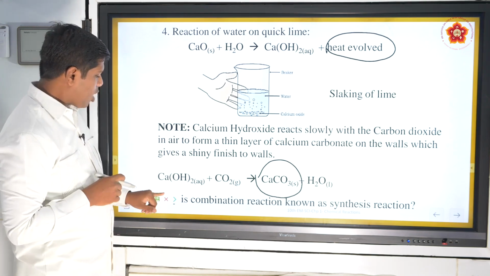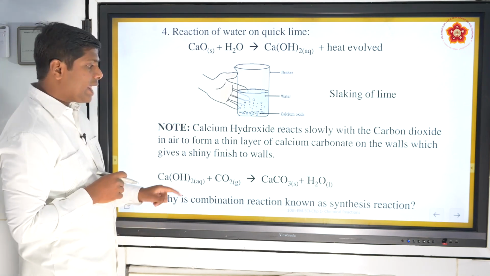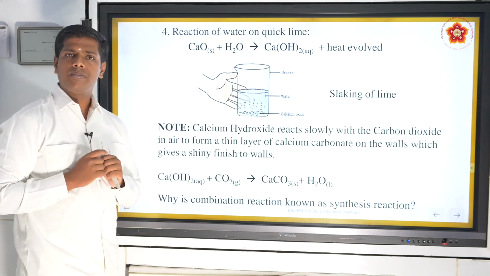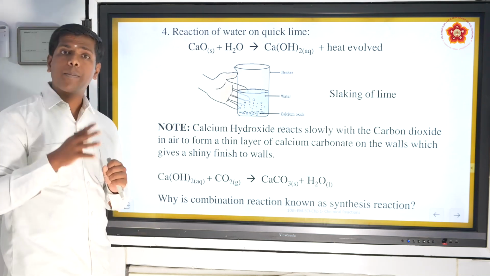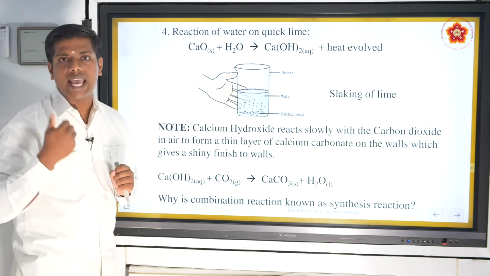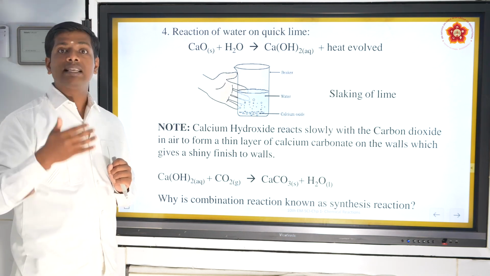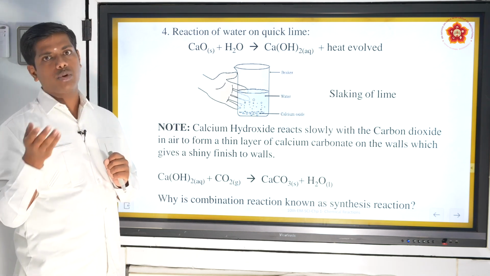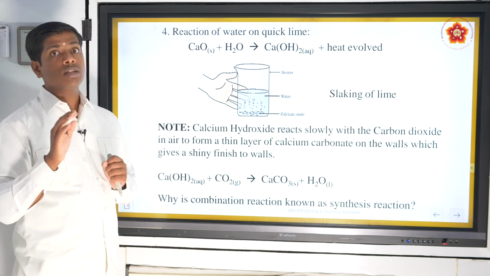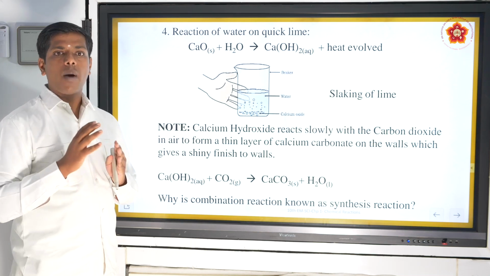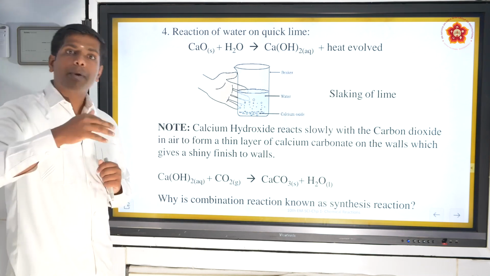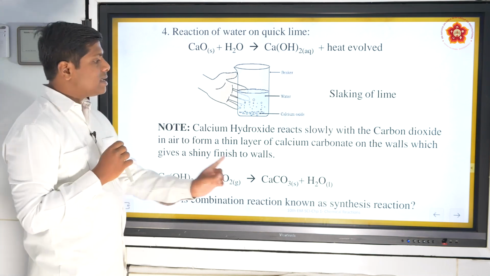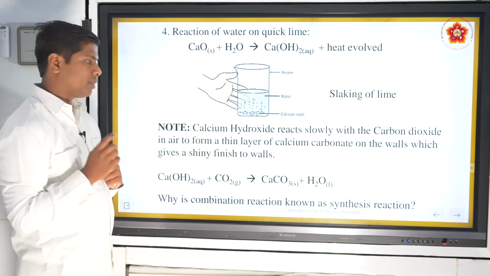Children, why is a combination reaction known as a synthesis reaction? Yes, because all the products have been synthesized. Another name for combination reaction is synthesis reaction because all the end products are formed, synthesized or produced, so they are known as synthesis reactions.